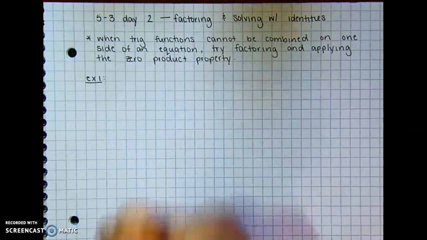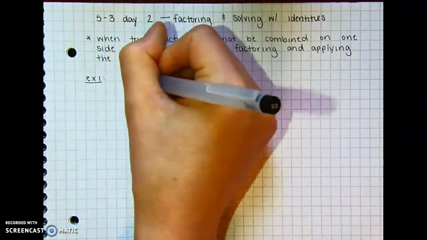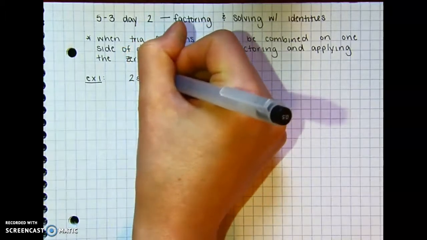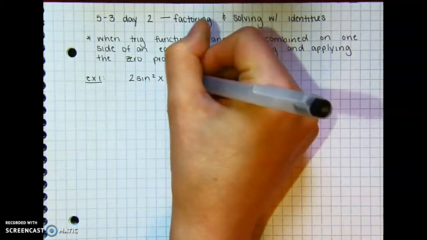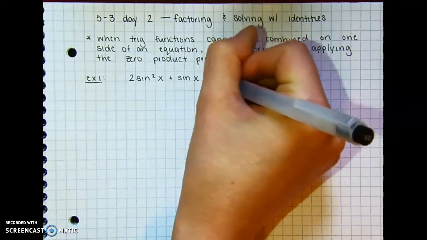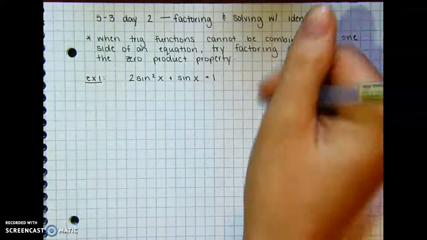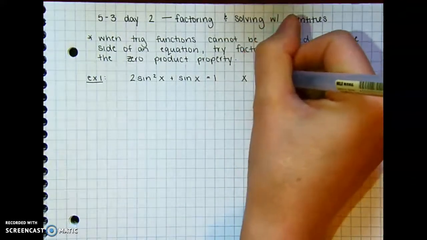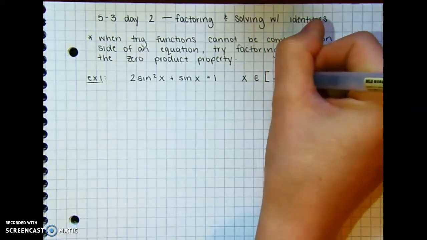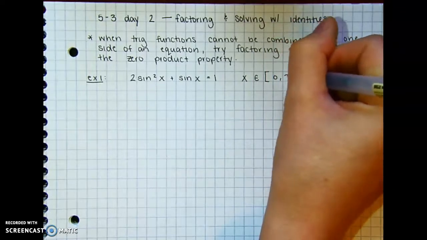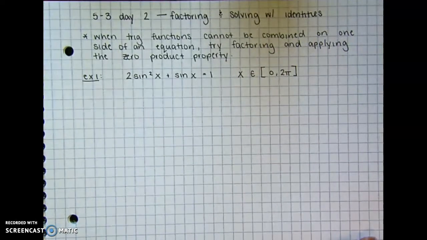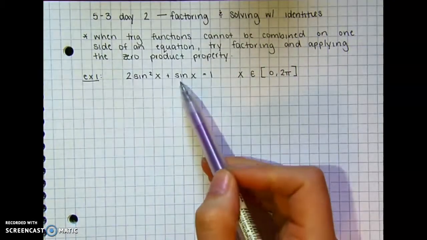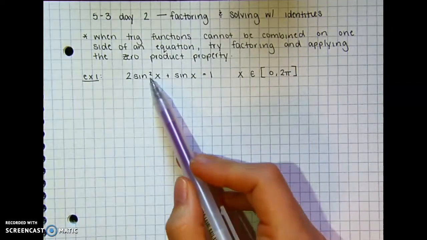So let's say we have 2 times sine squared of x plus sine of x equals 1. And we know that x is an element on the interval 0 to 2 pi. And I'm going to do hard brackets for both. Okay, so when we look here, you might think, okay, we'll move the sine over, but then I still have a sine squared.